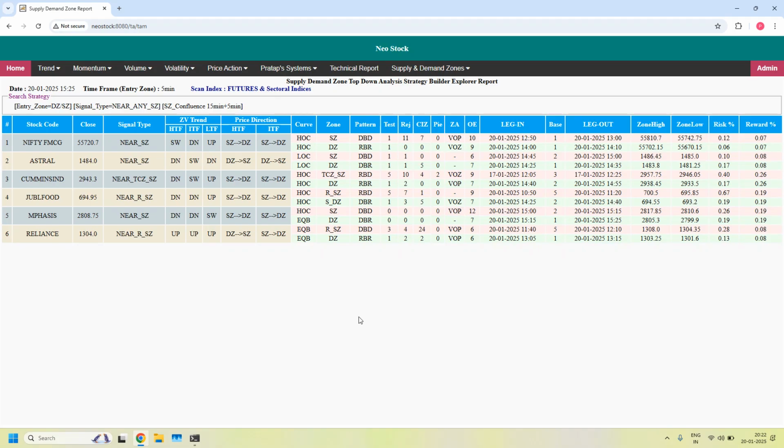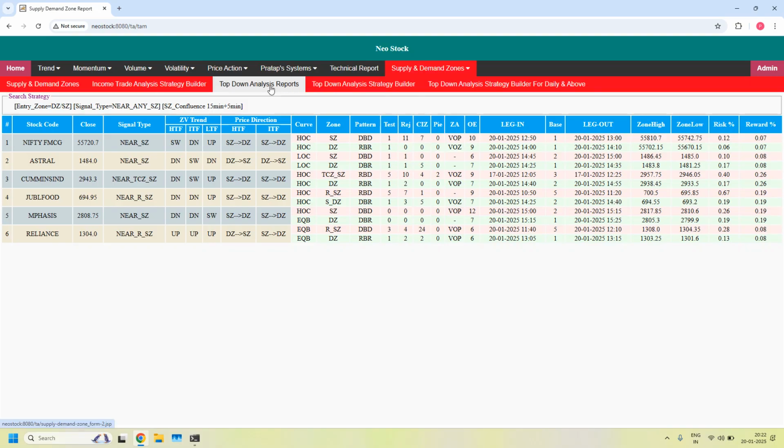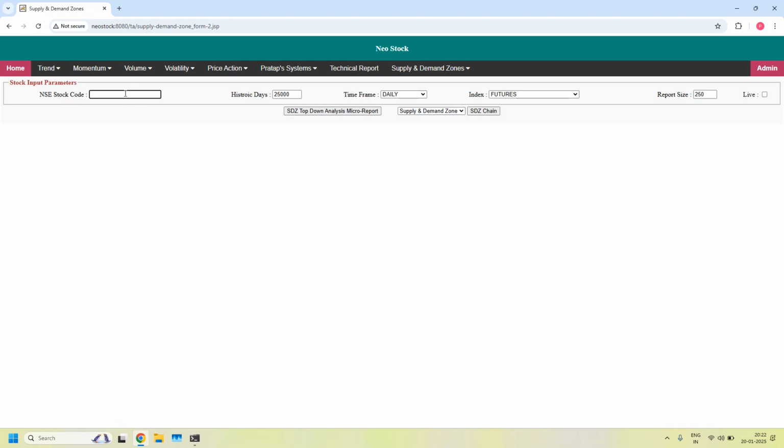stocks near demand and supply zones. I also identified NIFTY and BANKNIFTY daily and 75 minutes high liquidity zones. Now let us generate the NIFTY and BANKNIFTY supply demand zone chain. Let's start with NIFTY, generating the monthly supply demand zone chain for NIFTY.